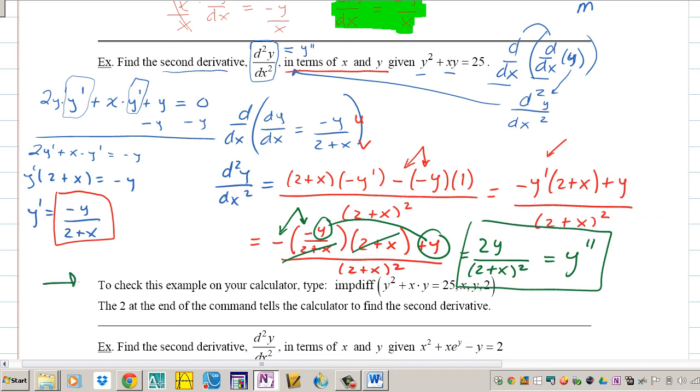It says here to check this on your calculator, use implicit differentiation. Well, you guys have the Inspire, and I'll show you how to do that in class. So we don't have TI-89s.